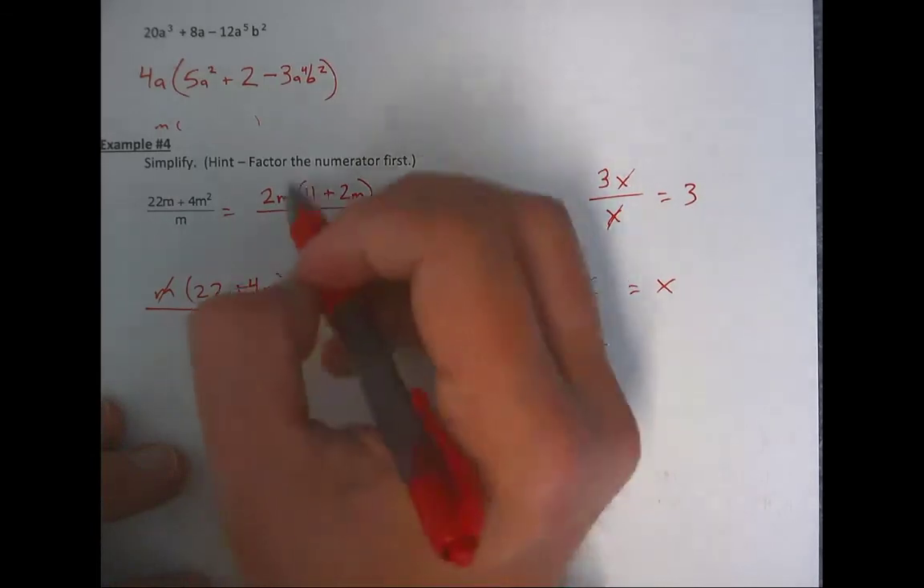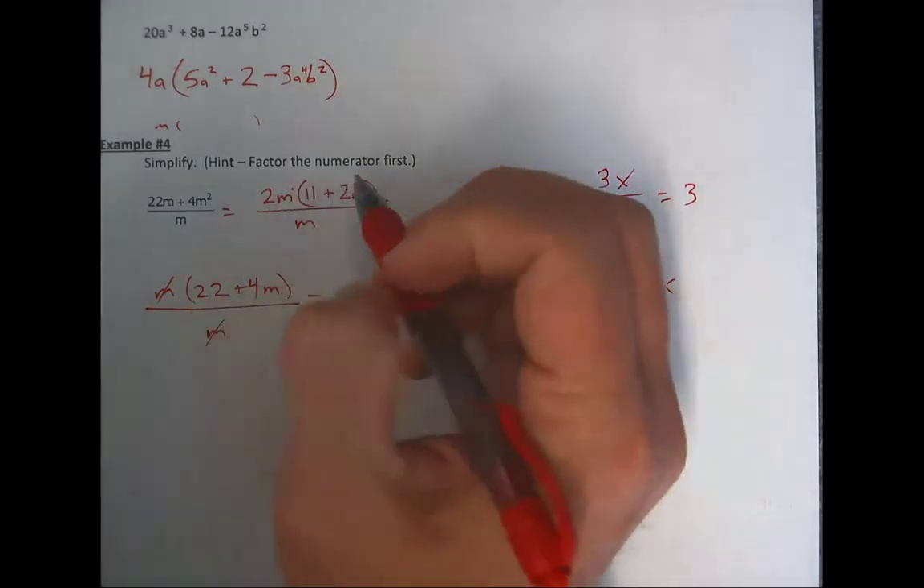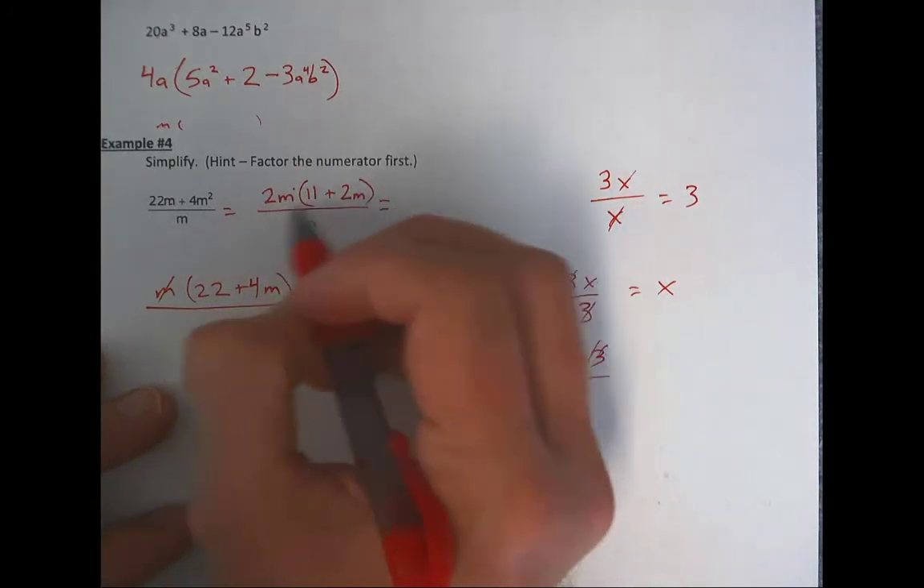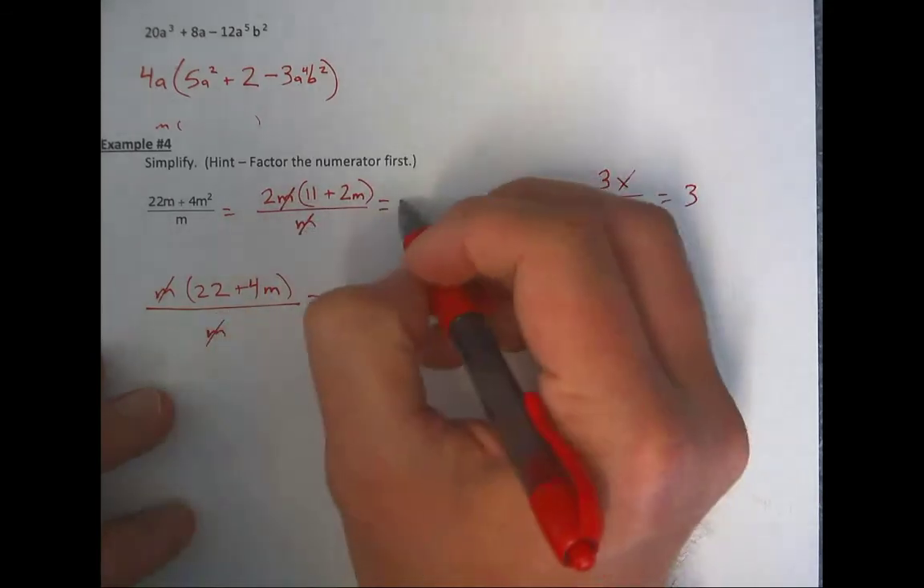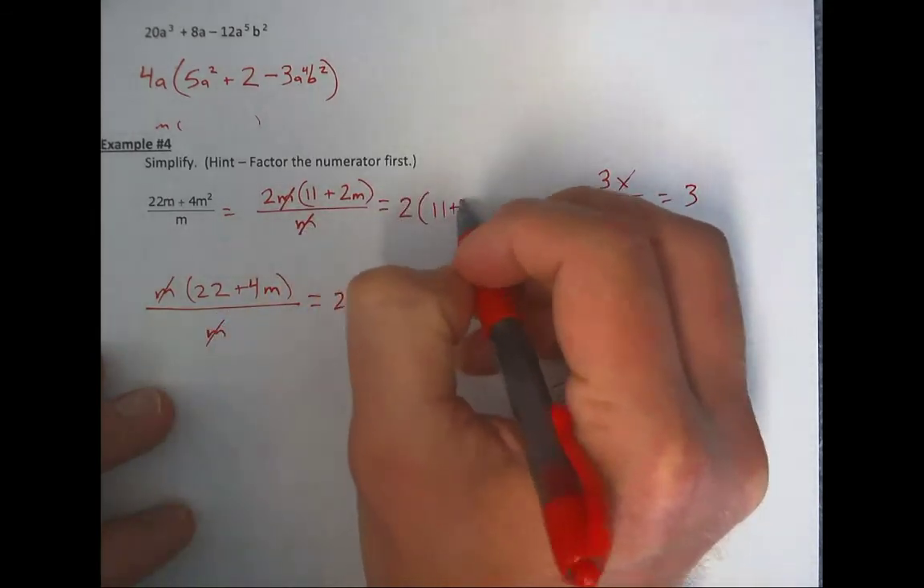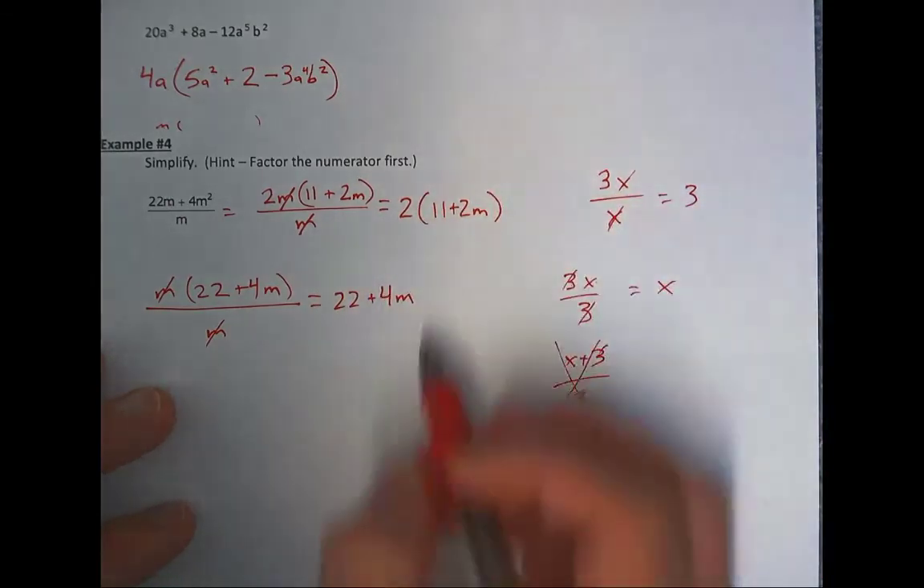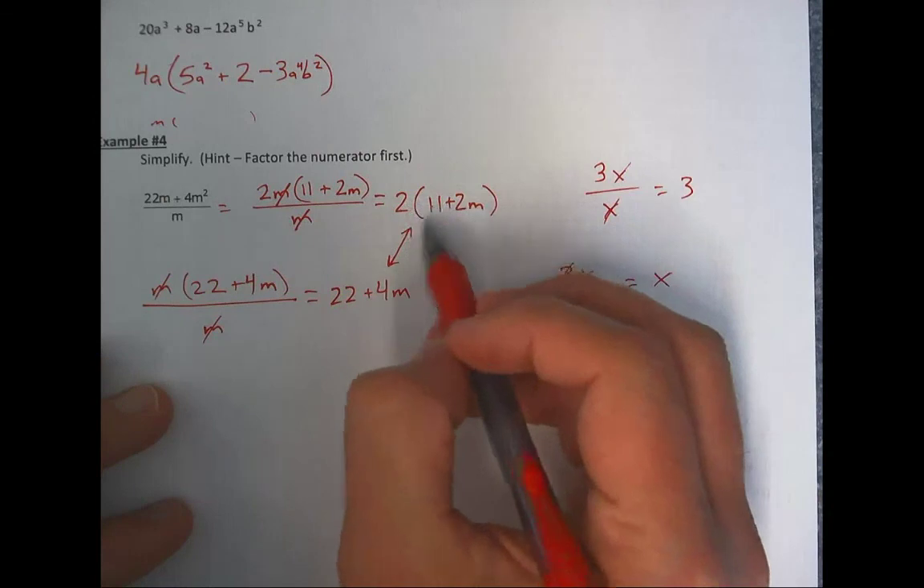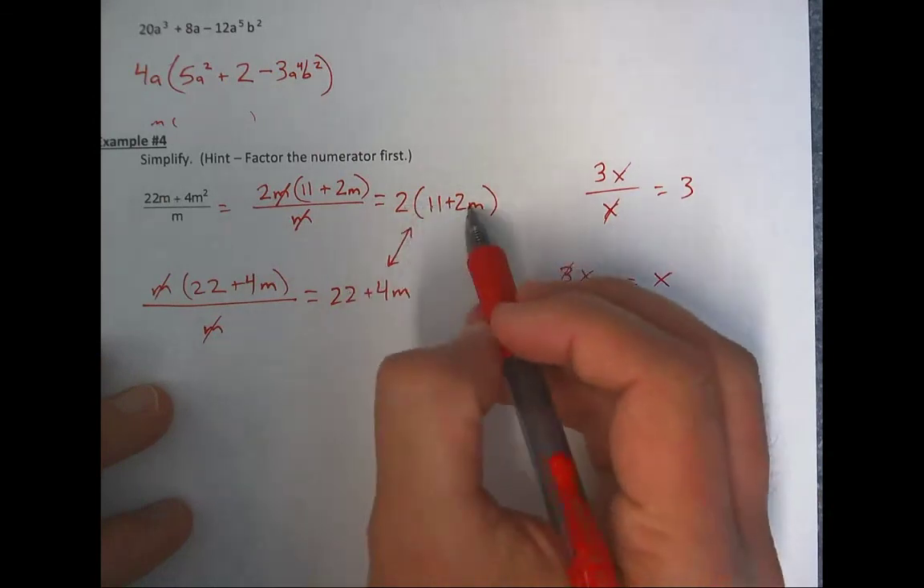And up here, these m's, now these are technically three things being multiplied. 2 times m times this whole quantity here. So since they're all a product, it's being multiplied, these m's can cancel. And I'm left with 2 times 11 plus 2m. And look at these two now. These are actually equal to each other. 2 times 11 is 22, and 2 times 2m is 4m.